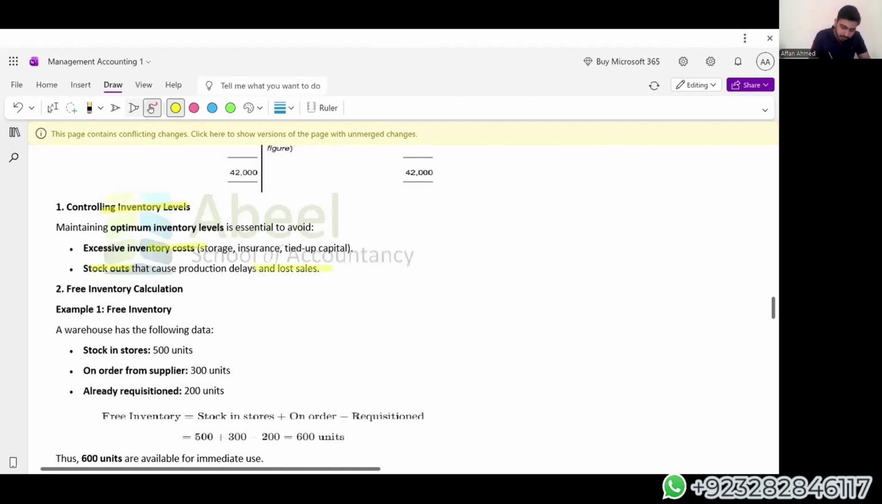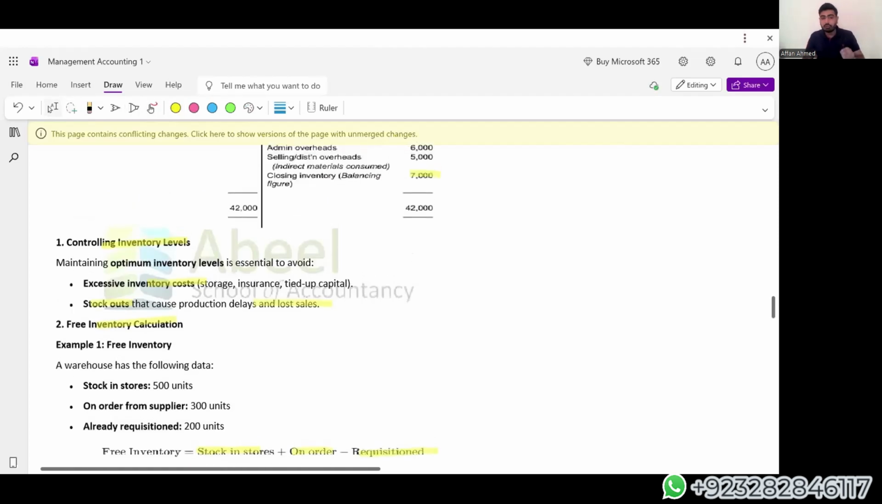Now, there is a calculation of free inventory. What is free inventory? Free inventory is inventory that is not allocated anywhere else. Basically, it is not required anywhere else. It is not asked for. It is not used anywhere. It is just sitting idly there in the storeroom. So the formula for this is stock in store plus on order minus requisition.